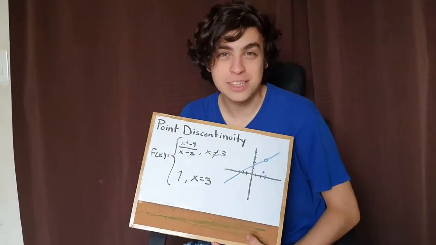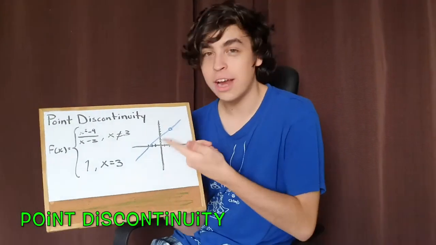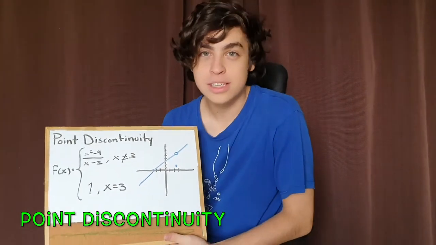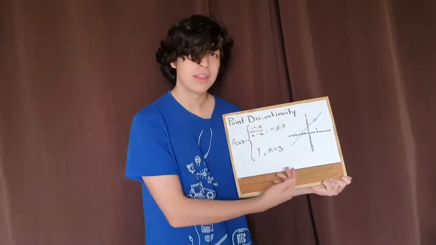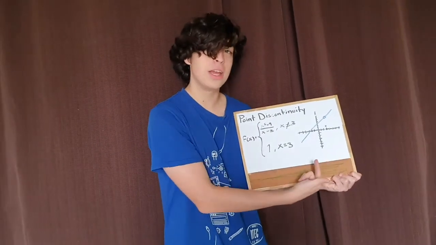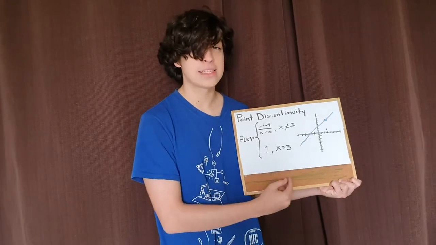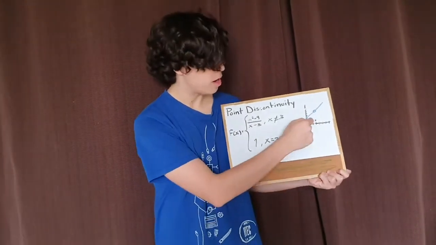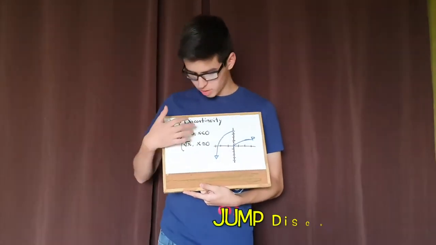This type of discontinuity is known as point discontinuity. This happens when the two-sided limit exists but doesn't have the same value as the function. For example, the limit as x approaches 3 from both sides is 6, but the y value when x equals 3 is 1.